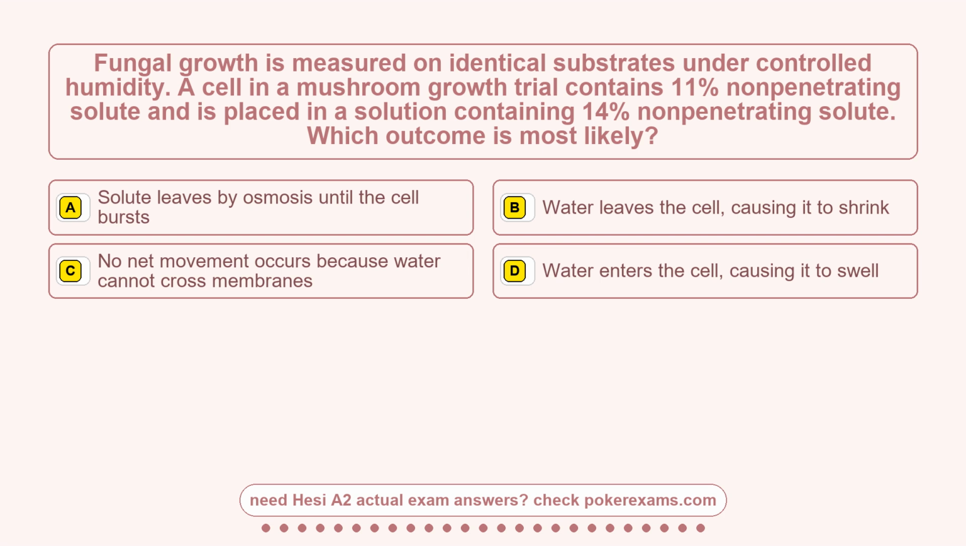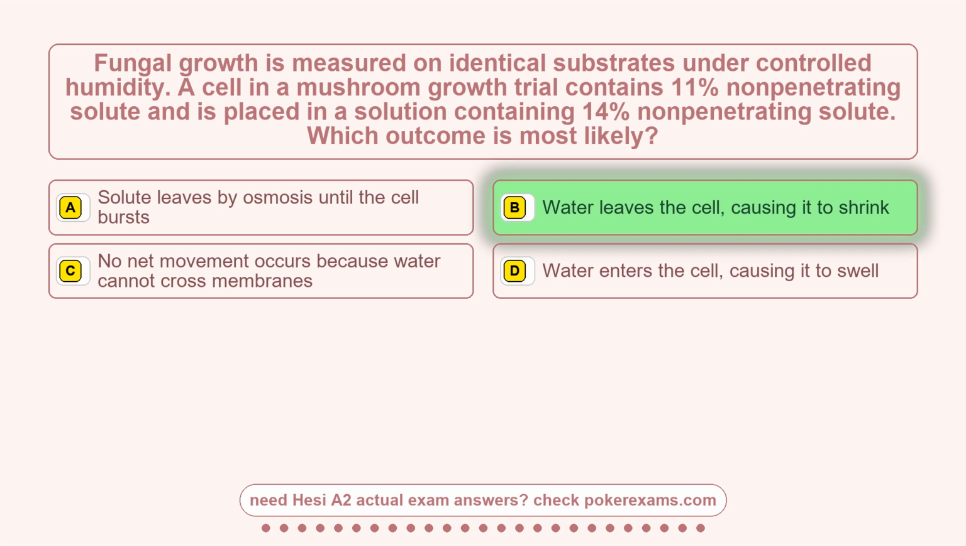Which outcome is most likely? Option A, solute leaves by osmosis until the cell bursts. Option B, water leaves the cell, causing it to shrink. Option C, no net movement occurs because water cannot cross membranes. Option D, water enters the cell, causing it to swell.